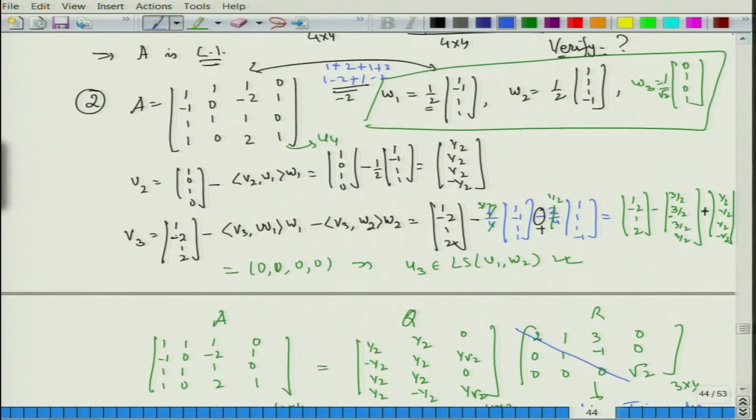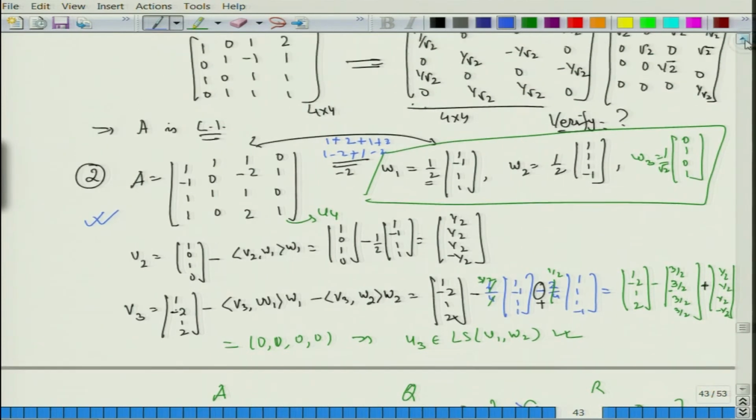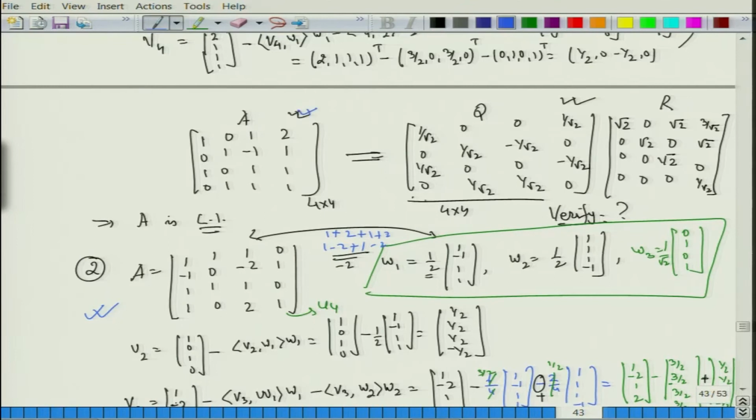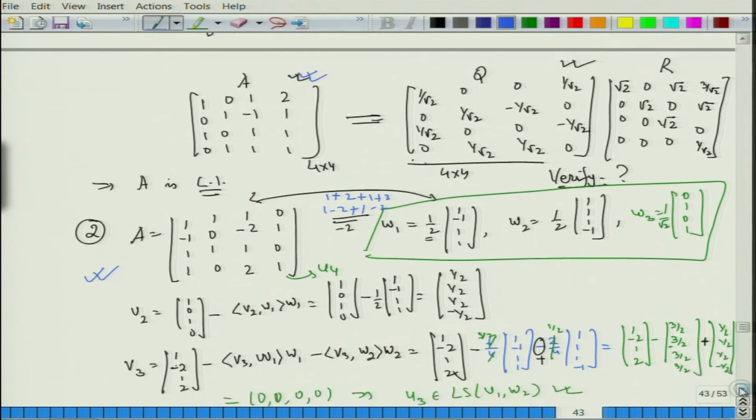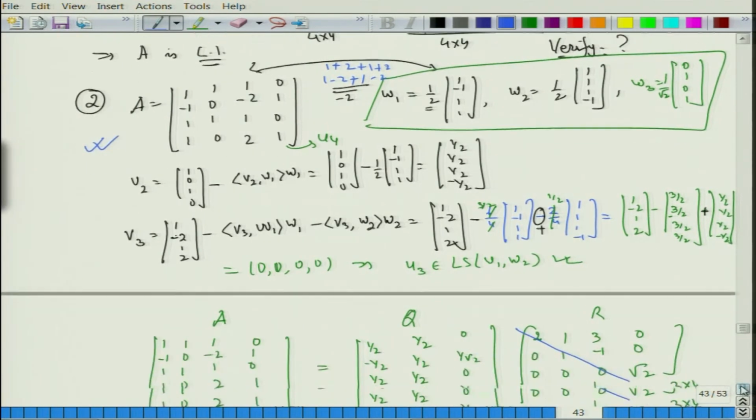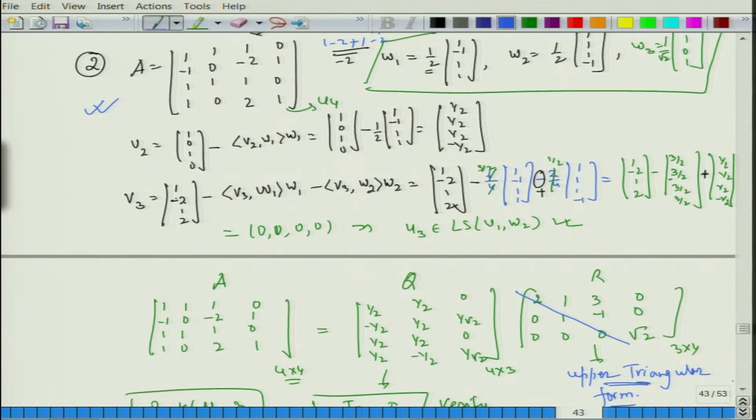So whenever I have independent vectors, as in example 1, when it was linearly independent, I got Q which was of the same order as A, there was no issue, and similarly R was also of the same or similar order. But when it is dependent, then the vectors in Q become fewer, the number of columns in Q becomes less, that is equal to the rank, and you do this, all right. So this part that I had applied here is called the generalized QR algorithm.